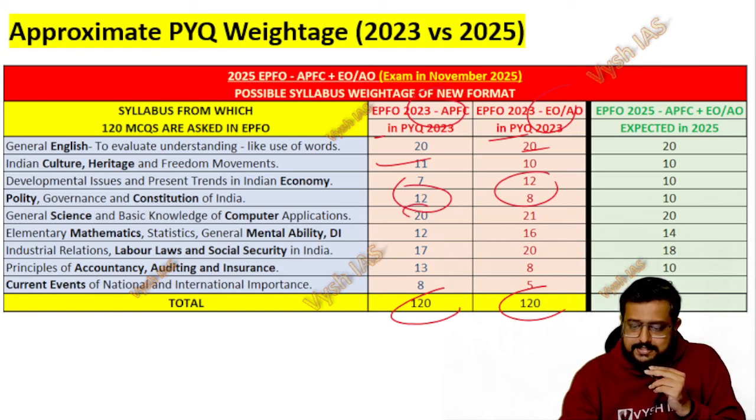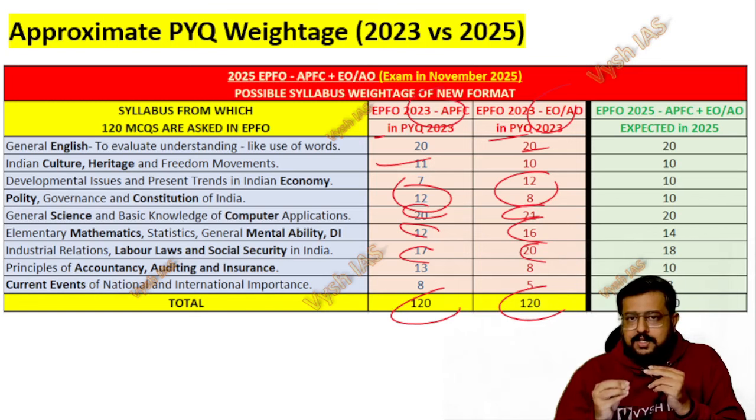Then general science and computer combined, 20 to 21 questions came. Then mathematics, that is CSAT, had 12 to 15 questions. Then labor law, which as I told you has higher weightage, had 17 to 20 questions. Then accountancy, again roughly 10 to 13 questions will come. And then current affairs, very few questions. That too, they ask like one question about G20, one about a recent sports tournament, one about some award ceremony. That kind of very abstract GK they ask.